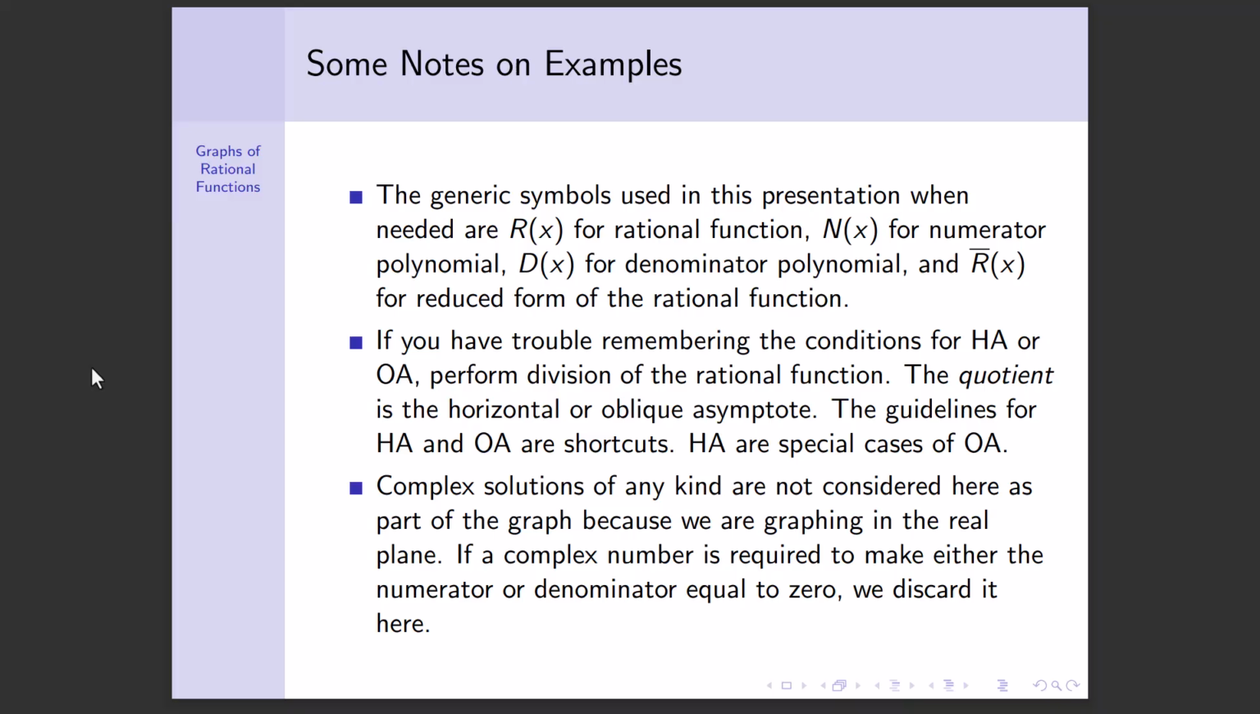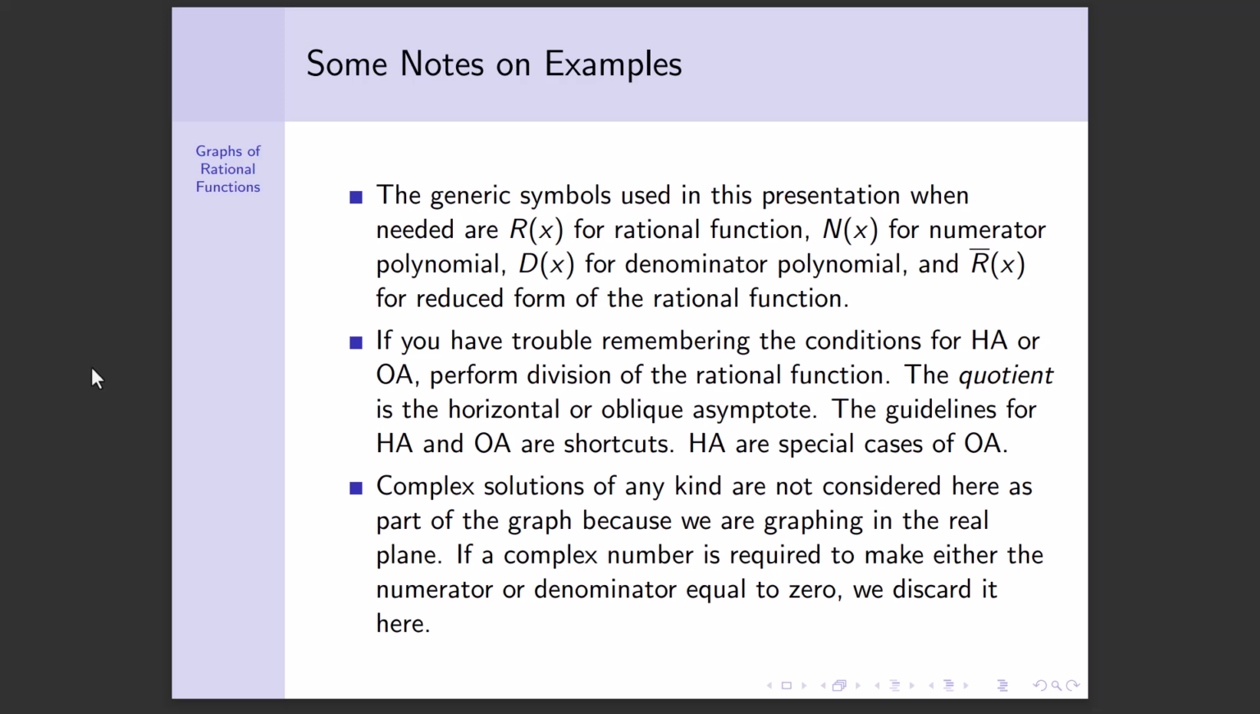Now, some additional notes on the examples forthcoming are as follows. The generic symbols used in this presentation when needed are R of x for rational function, N of x for the numerator polynomial, D of x for the denominator polynomial, and R bar of x for the reduced form of the rational function. And these are all capital letters.